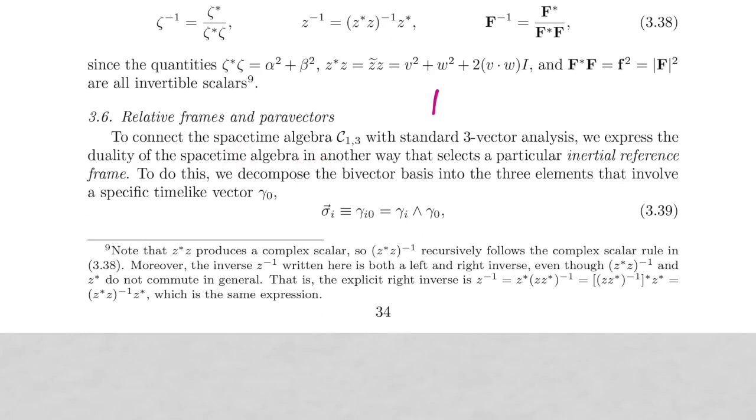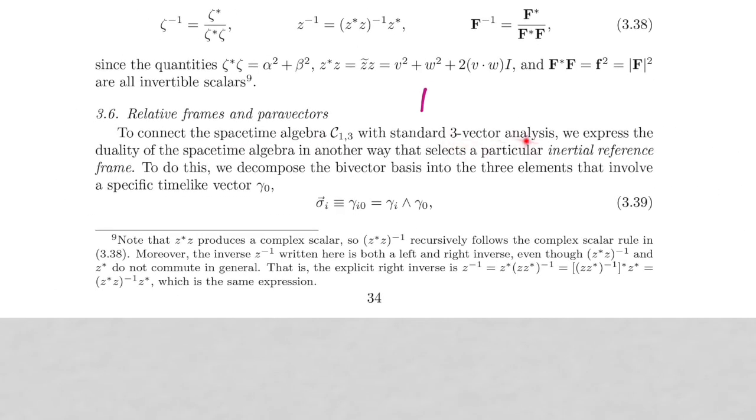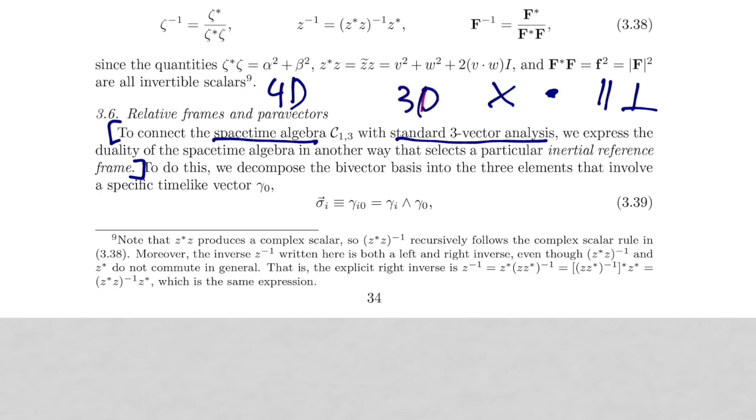So to connect the spacetime algebra with standard 3D vector analysis, we express the duality of the spacetime algebra in another way that selects a particular inertial frame. All right, let's dig through this statement. First of all, spacetime algebra is four-dimensional. Standard 3D vector analysis is what we've been talking about for the previous couple of lessons. This is where we have cross products, dot products, projection and rejection. And we've taken that and cast it into a 3D geometric algebra.